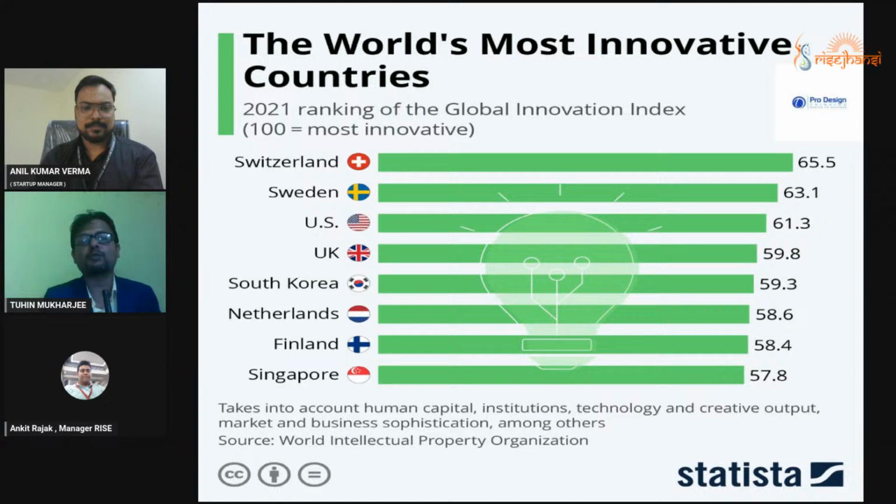Now, if you see the world's most innovative countries, this is an index. It came in 2021. यह 2021 में आया था इंडेक्स में. इस इंडेक्स में दिया जाता है कि स्विट्जरलैंड, स्वीडन, यूएस, यूके, साउथ कोरिया, फिनलैंड, सिंगापुर, ये most innovative organization हैं. यहाँ पे इनोवेशन क्या होता है? Because that is how they have developed that kind of culture. And the problem is that we are not able to cope up with this kind of environment. India में अभी तक उतना नहीं हुआ, हालांकि we are trying to do that.